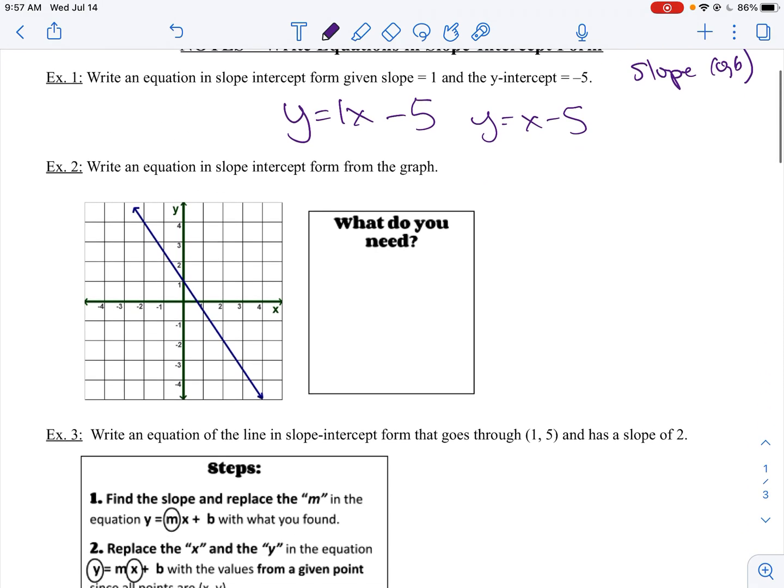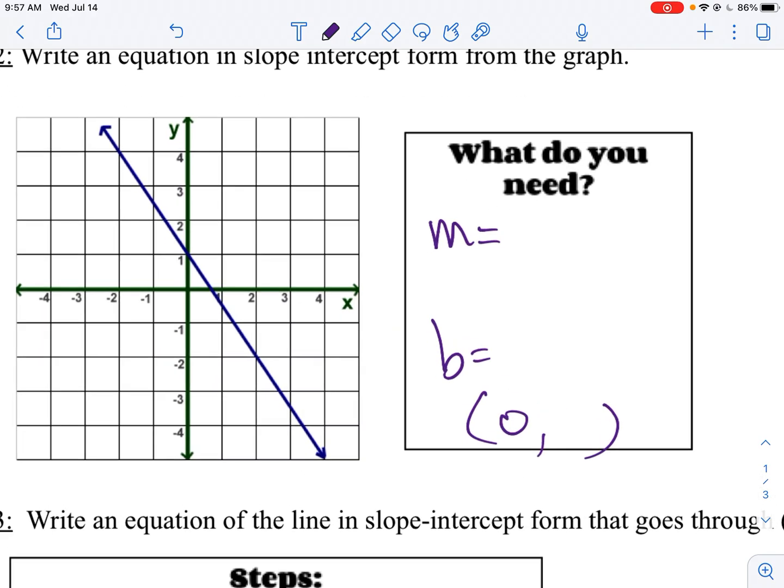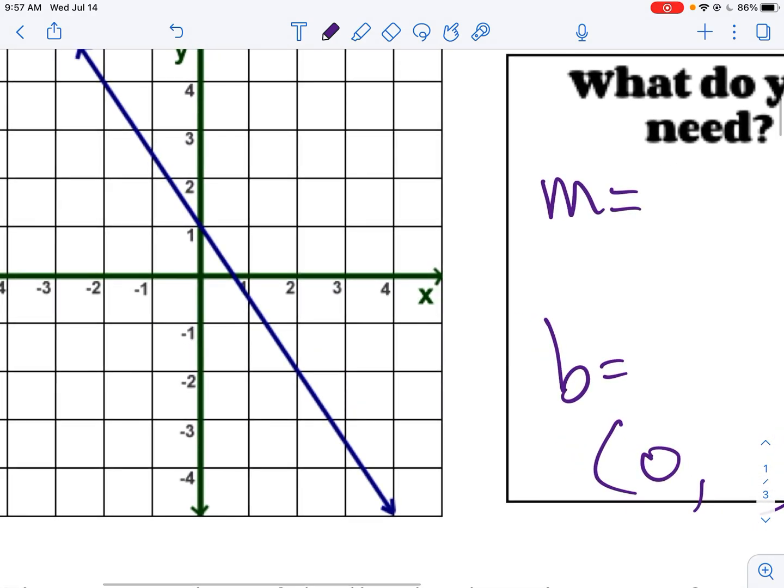Now, again, we need the slope and we need the y-intercept. Okay, I always write the y-intercept like this. I never write it as just b. Now, for the slope, you have to pick two points that go through where the two grid lines meet up. And so here's another one.